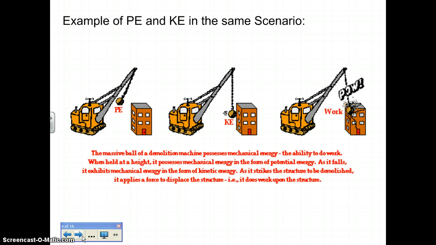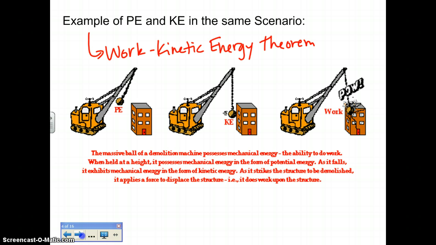A wrecking ball is a good example. Technically, this is a really good example of the work-kinetic energy theorem. The massive ball of a demolition machine possesses mechanical energy, the ability to do work. When held at a height, it possesses mechanical energy in the form of potential energy. As it falls, it exhibits mechanical energy in the form of kinetic energy. Makes sense because it's moving.